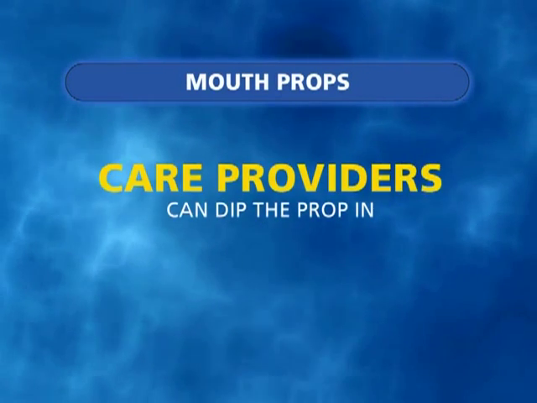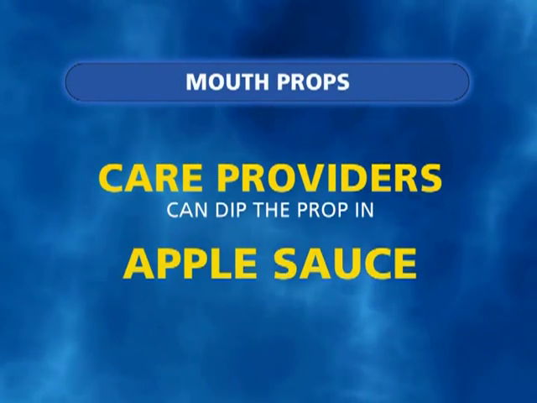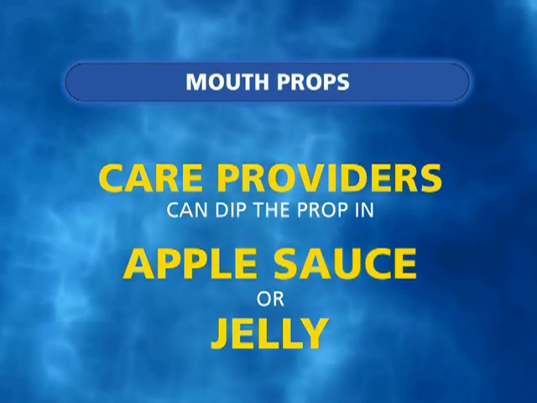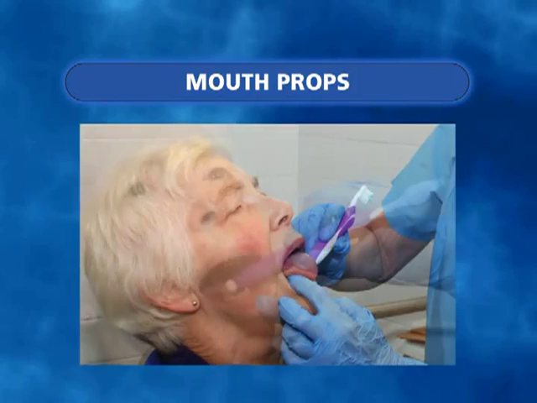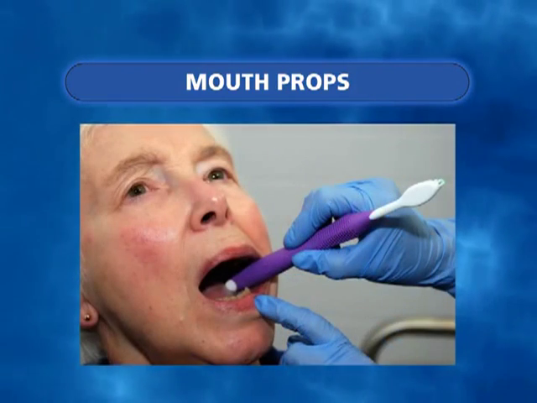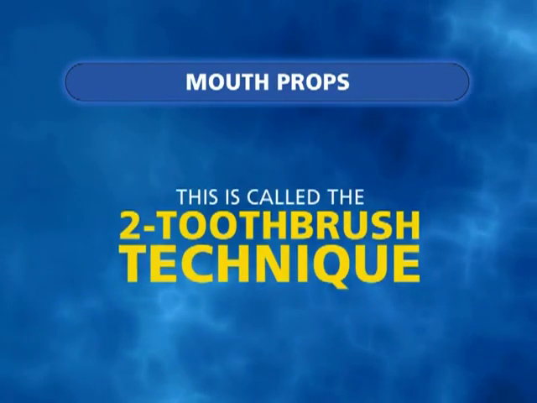Care providers can also dip the prop in applesauce or jelly to help with inserting. The handle of another toothbrush can be used in place of a mouth prop if one is not available. This is called the two-toothbrush technique.